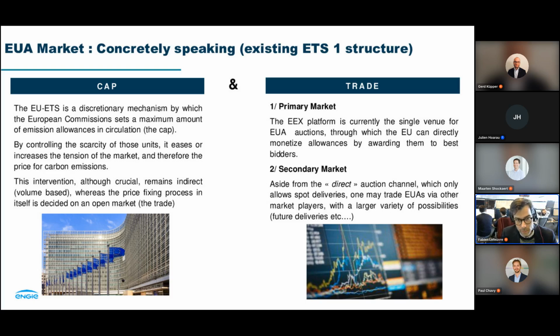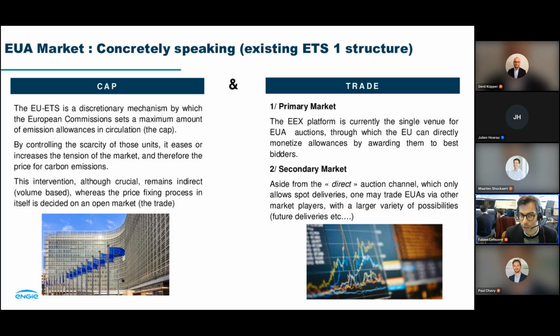So it's a cap and trade. What's the cap? It's the discretionary mechanism by which the Commission sets a maximum amount of emission allowances and puts them into circulation. So that's the cap. It's quite easy. The EU institutions control the scarcity of those units, and they may ease or increase the tension on the market, because in 2010 it was the exact opposite.